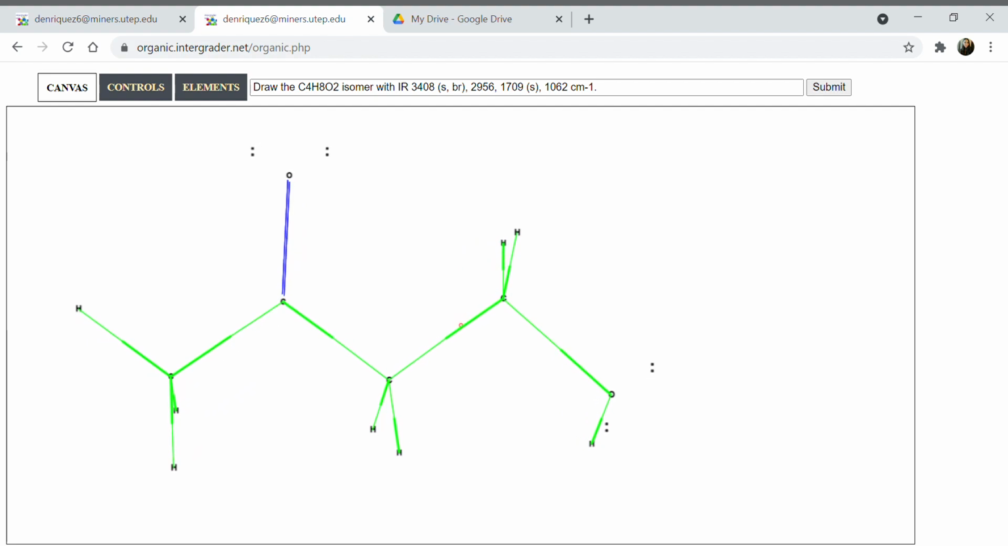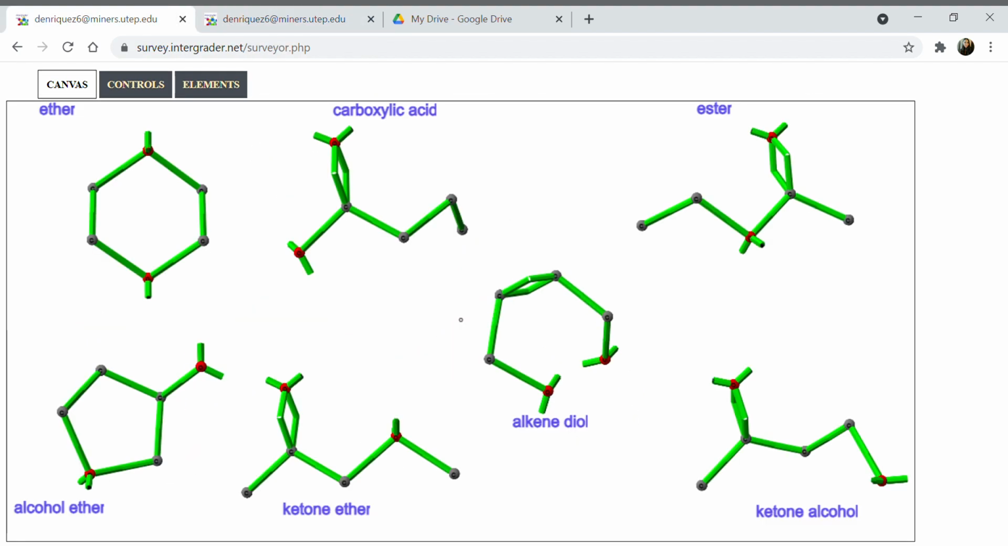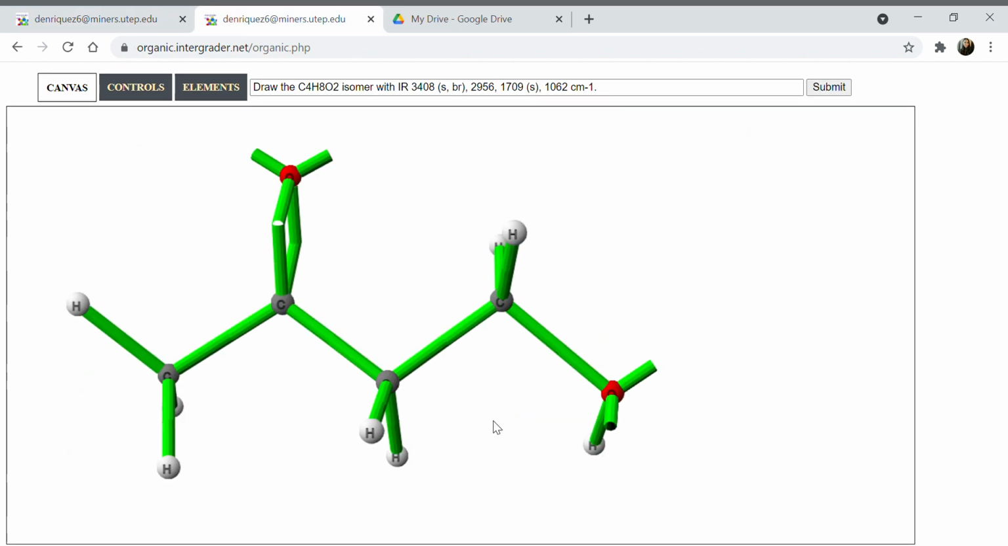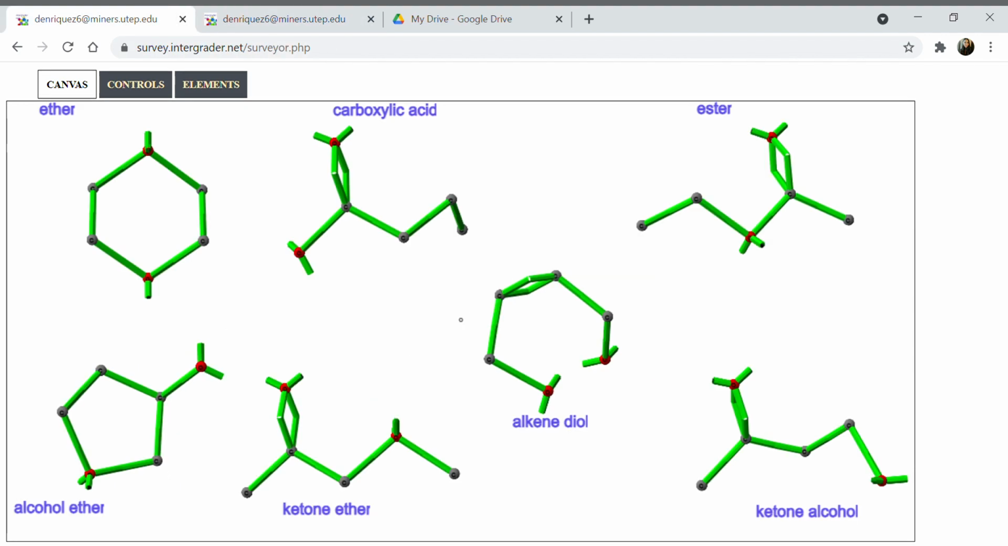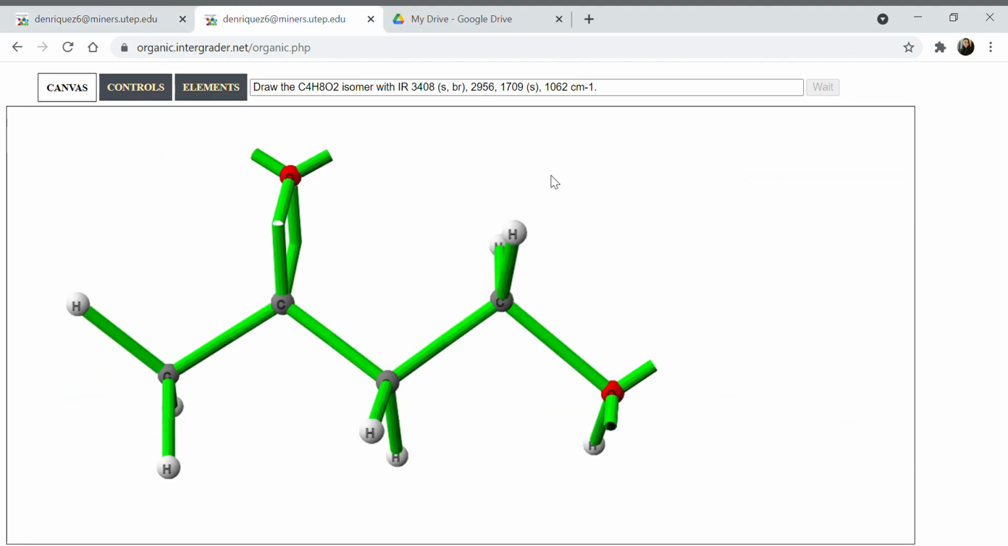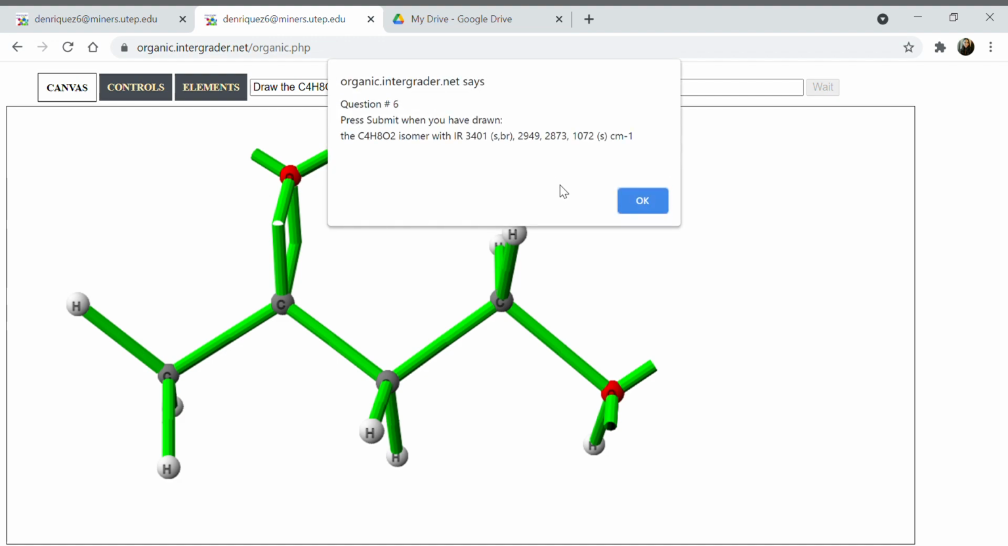And I'll go back to this to make sure. Yes, so the 4 carbons, 4 carbons, alcohol. And none of these answers are going to be repeated. So it's just 7 questions.